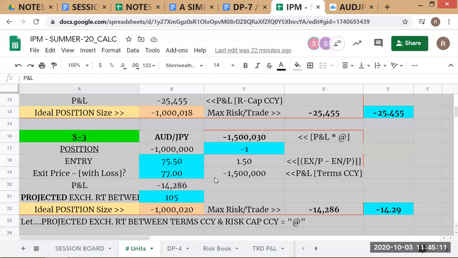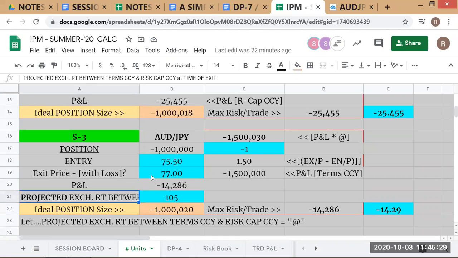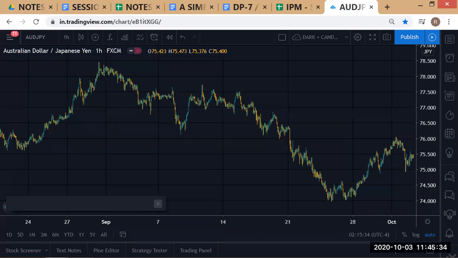The question we are asking here is, this figure, this 105, is a dollar yen exchange rate. Here, the exchange rate between terms currency and risk cap currency at the time of exit. Now, this is projected. What we are asking is, what will be the dollar yen exchange rate at the time? Remember, dollar yen exchange rate, not Aussie yen. Dollar yen exchange rate at the time that the Aussie yen goes to 77, when my stop is triggered and I lose money and I crystallize my loss on the trade. At the time that the Aussie yen goes to 77, what will be the dollar yen exchange rate?